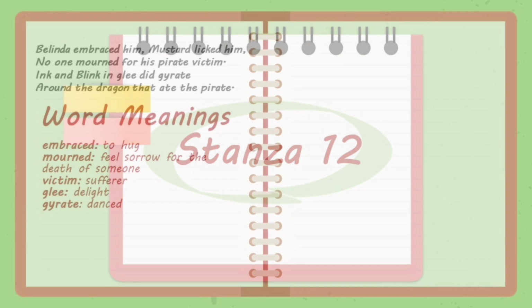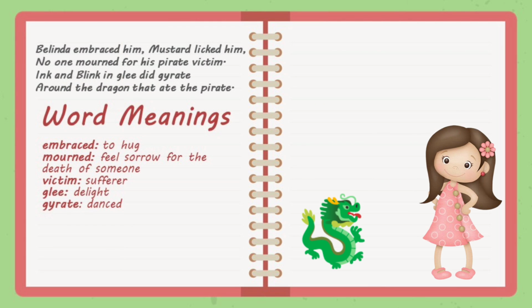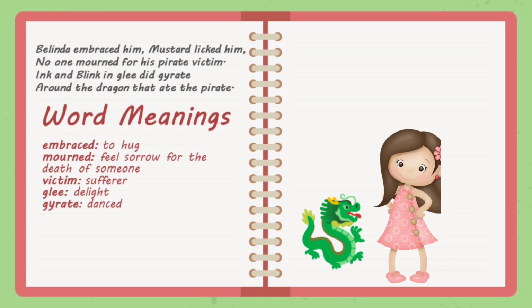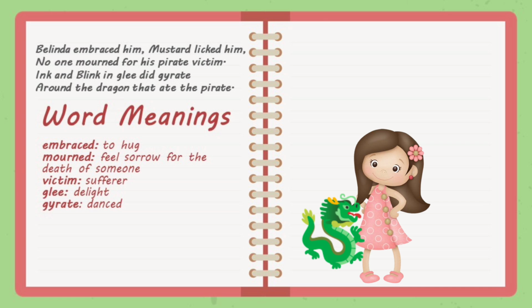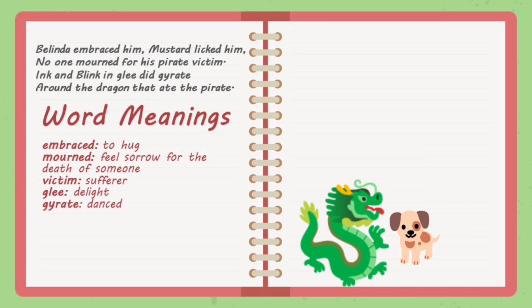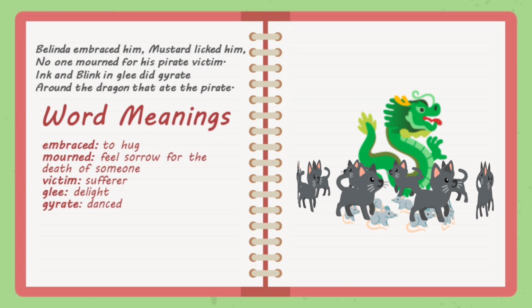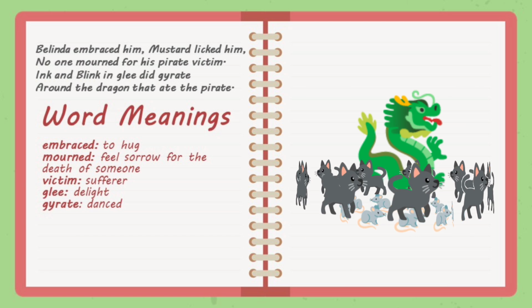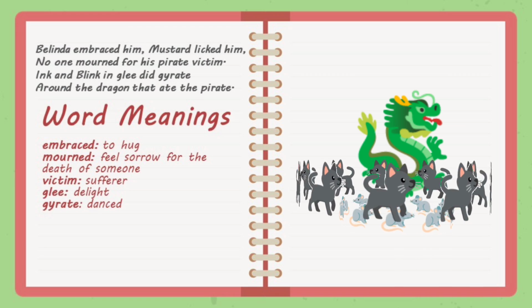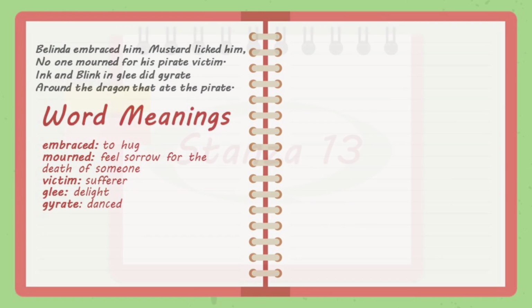In this stanza, Belinda realized that the dragon was the most courageous of her pets and had encountered the pirate fearlessly, saving Belinda and her pets. She hugged him out of love and gratitude. The dog Mustard appreciated his bravery by licking him. Nobody lamented the death of the pirate who had fallen a victim to the fierceness of the dragon. The cat and the mouse were so delighted that they ran around the dragon in circles, who was busy eating the flesh of the pirate.